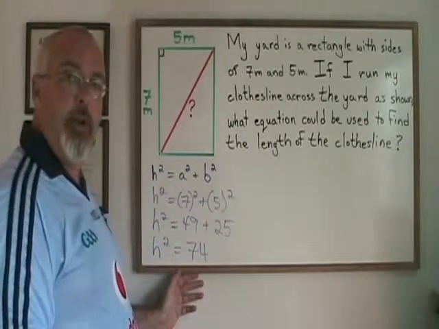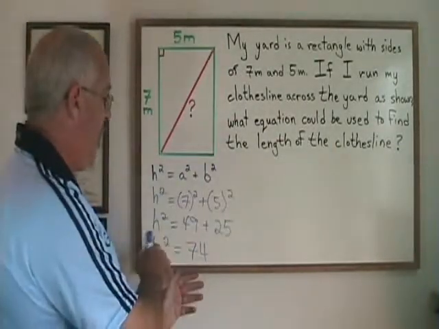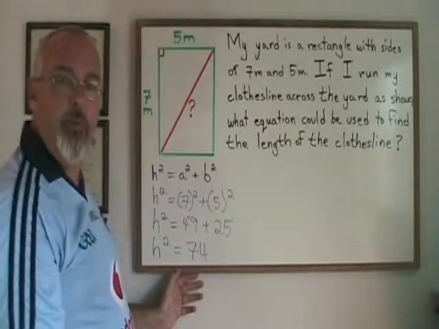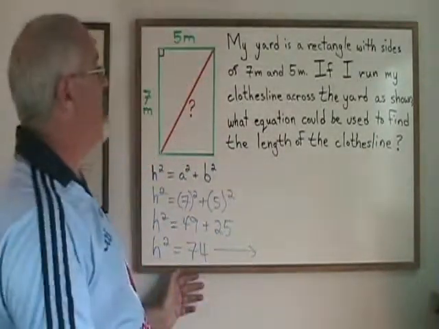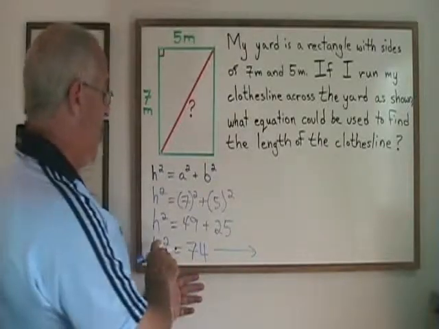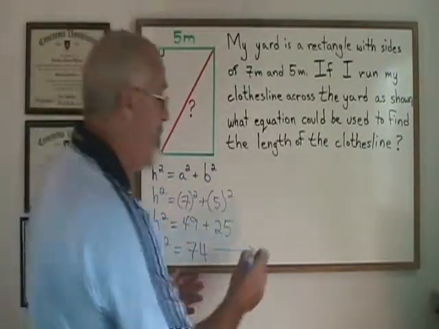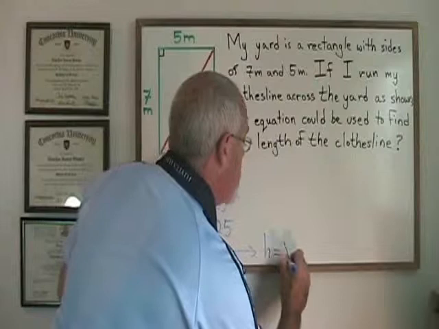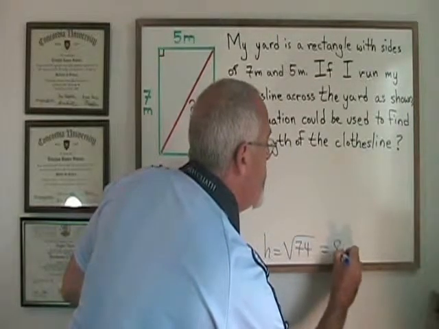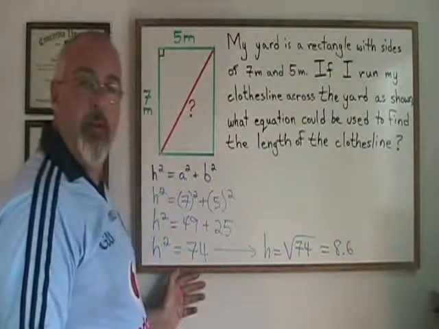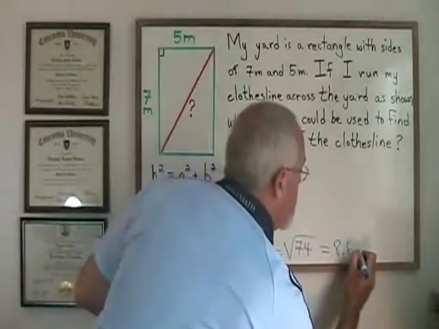I'm not finished yet, because I'm not being asked what h squared or the hypotenuse squared is equal to. I'm being asked what h is equal to, what the hypotenuse or the length of the clothesline is. So if h squared is equal to 74, h will be equal to the square root of 74, which is 8.6 if I round to the nearest tenth, and the unit is meters.